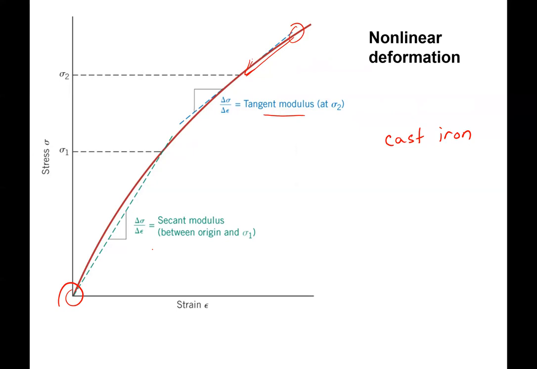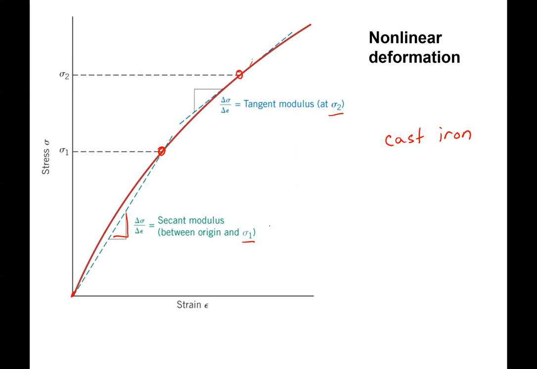What we could do is define something like a secant modulus. We draw a straight line from the origin up to some value, and we pull off the slope of that. That would be referred to as a secant modulus at sigma 1. Or we could pick some value here, sigma 2, and define the tangent at that point. That would also, of course, be a stress over strain, and this is referred to as a tangent modulus. With these, we do have to define the sigma values of where the measurement was taken from. So that's the example of cast iron.